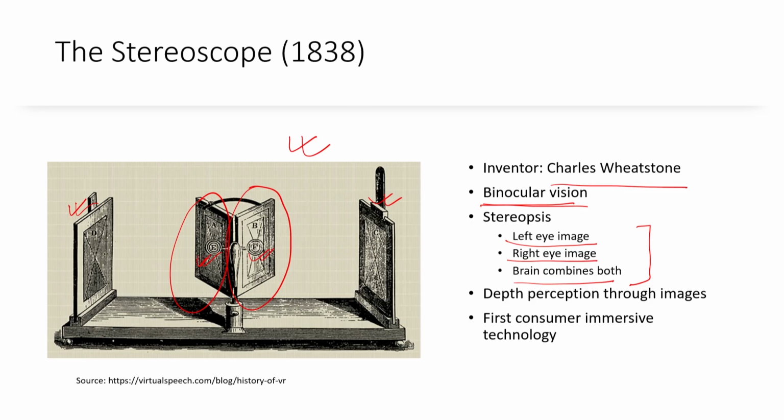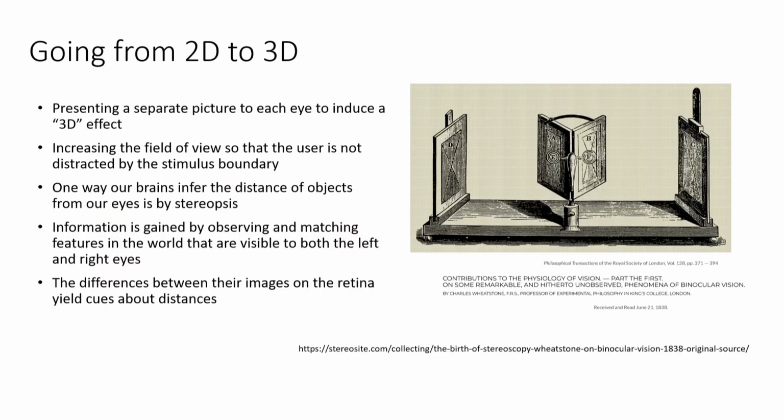The other thing that our brain is able to do is perceive the depth in these images. So, through these images you can perceive the depth at which different objects are present. So, in a sense this can be thought of as the first consumer immersive technology. So, here what we do is we present a separate picture to each eye to induce a 3D effect.